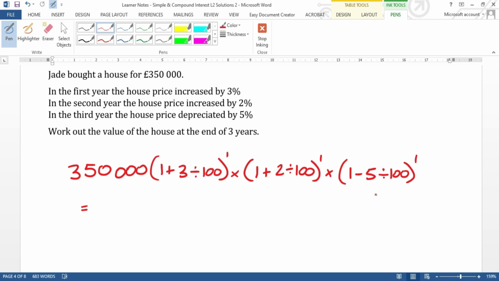350,000 open brackets 1 plus 3%. Open brackets again 1 plus 2%. And in another brackets 1 minus 5%. And you should get, if you've done it right, the final answer in pounds, obviously, 349,32.5 on the calculator, and obviously you're gonna have to put a 0 in yourself.